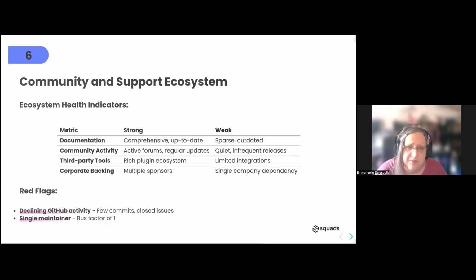So documentation: if you're using a niche library with almost no documentation, this means that your team is going to be spending a lot of time trying to figure things out. Community activity is quite important as well. Things like forums and whether there are releases, bug fix and security releases, that kind of thing. A good sign of whether an open source solution is viable is whether they have a third-party ecosystem.